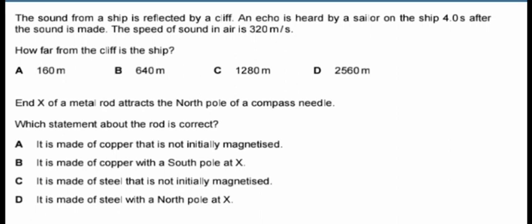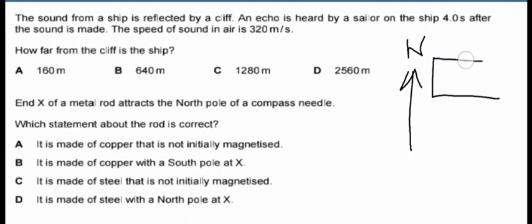Right, so the next one is saying, an end X of a metal rod attracts the North Pole of a compass needle. Which statement about the rod is correct? So suppose we have the compass, which is this one. Then we have also the metal rod, which is attracting the North Pole of the compass.